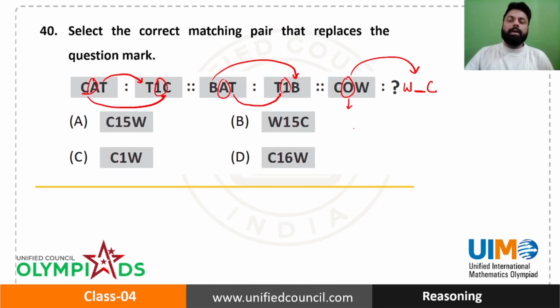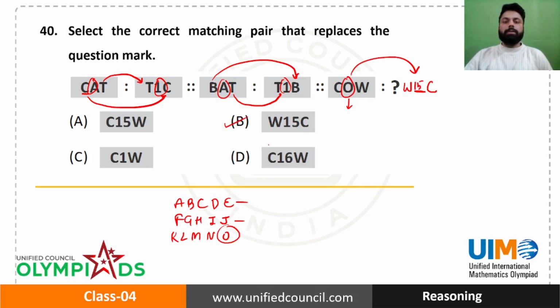So O comes at A, B, C, D, E, F, G, H, I, J, K, L, M, N, O. 5, 5, 5. So this comes at 15. So W, 15, C. B option is the correct answer.